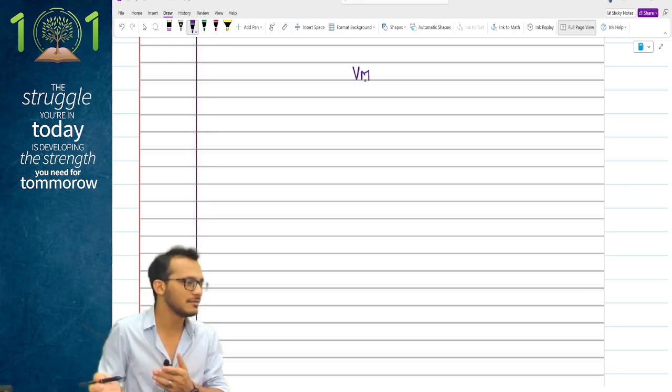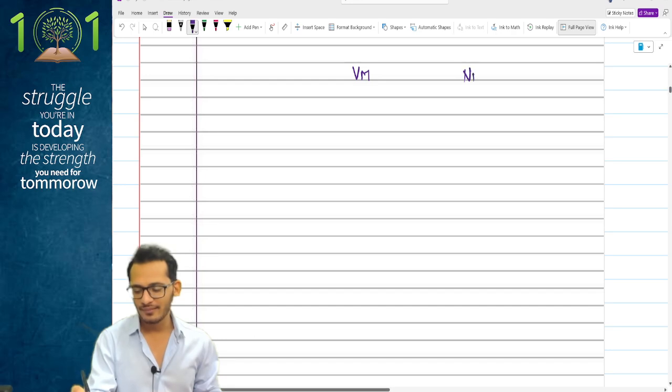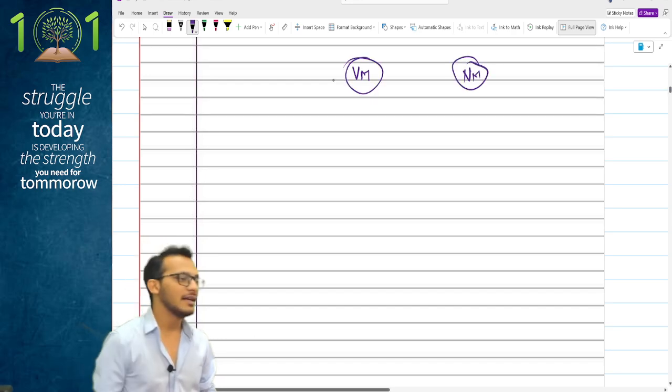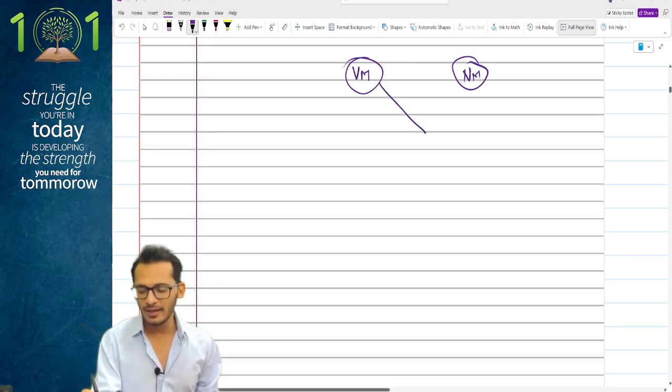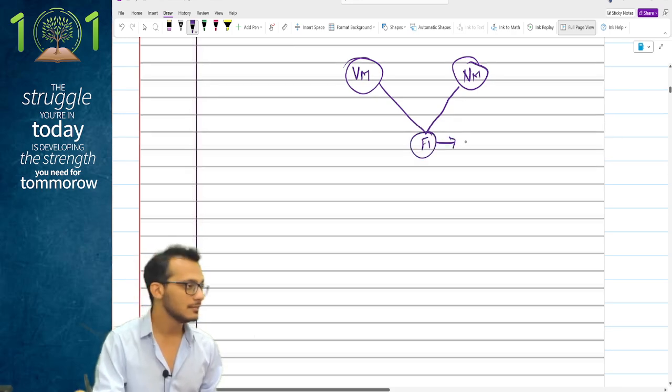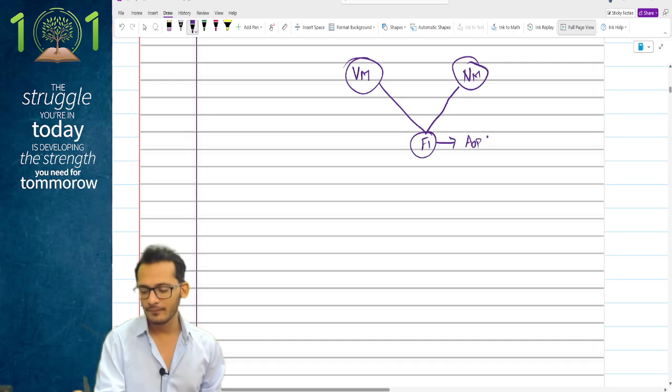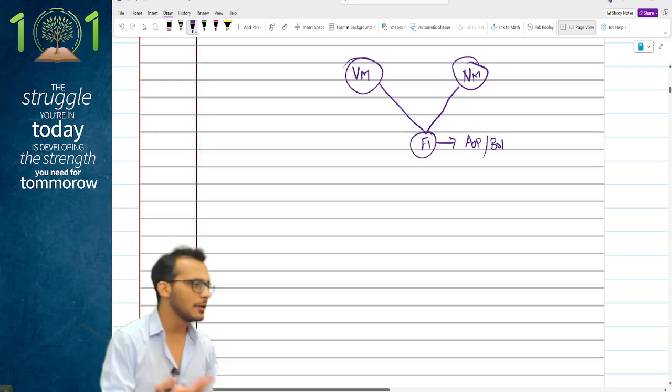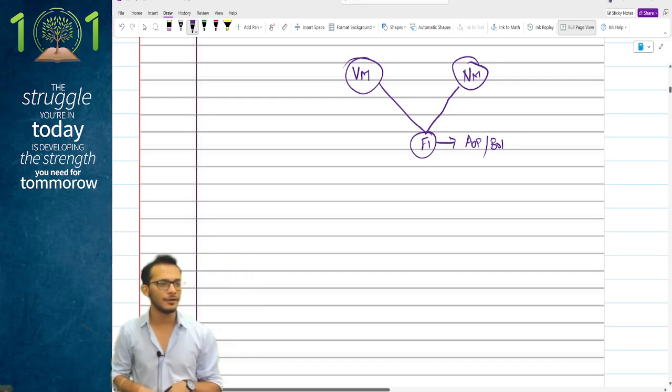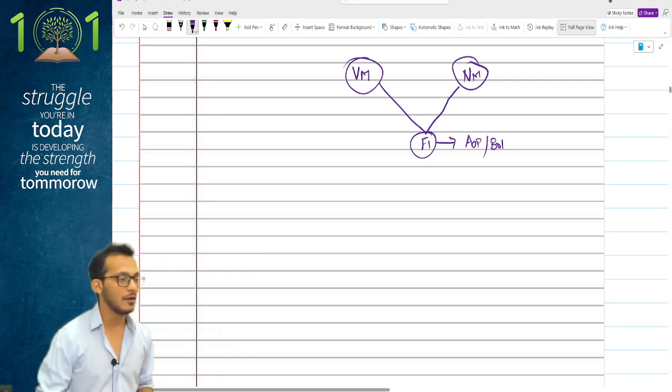So he goes to his friend, Mr. Nirav Modi. They both come together and buy one F1 team. So they are coming together and they're buying an F1 team. Now the F1 team is bought by an AOP or BOI, because both of them are coming together and doing it. Yes or no? Yes.